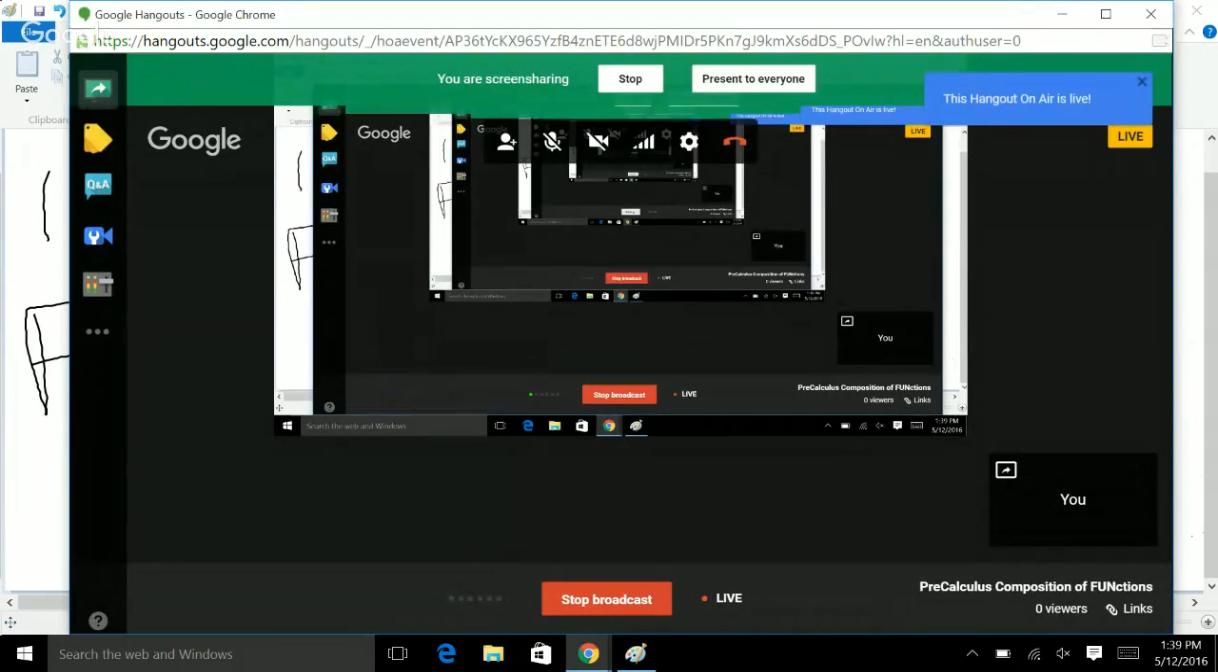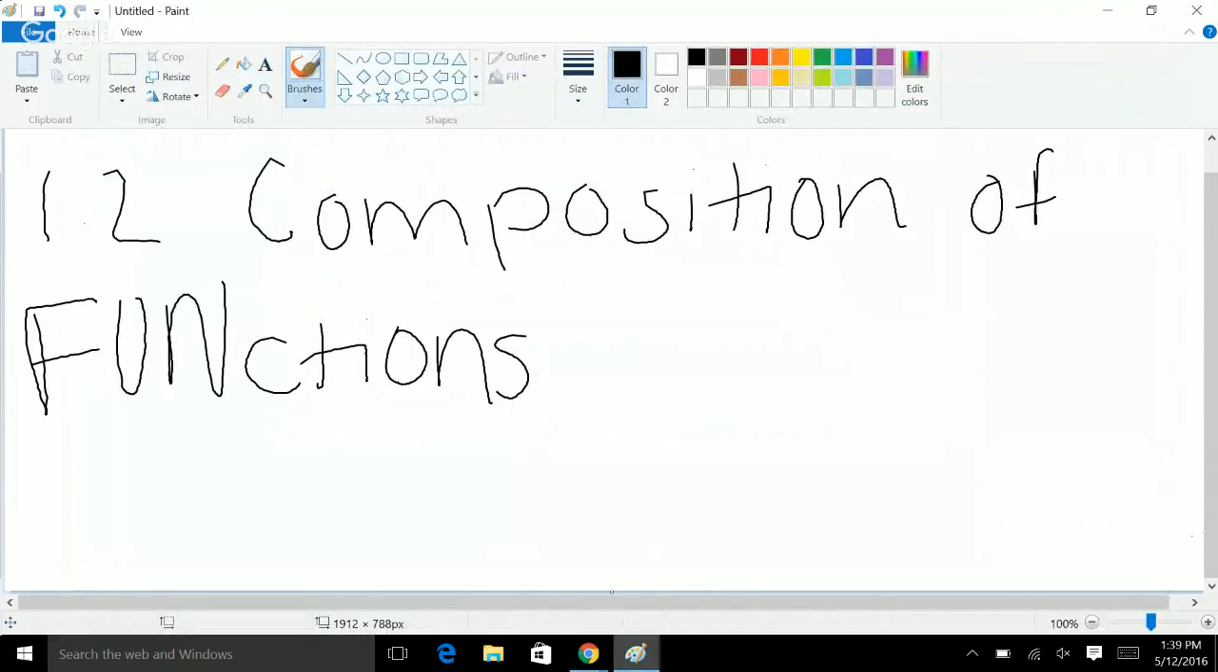Okay, so today we will be talking about 1.2 compositions of functions. Our objectives are to perform operations with functions, find composite functions, and iterate functions using real numbers.